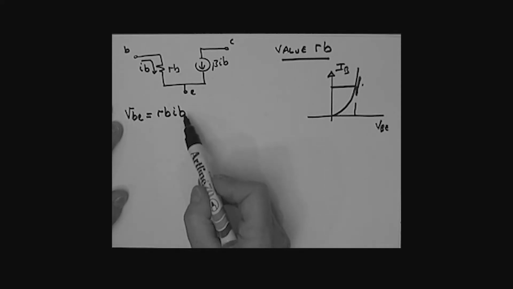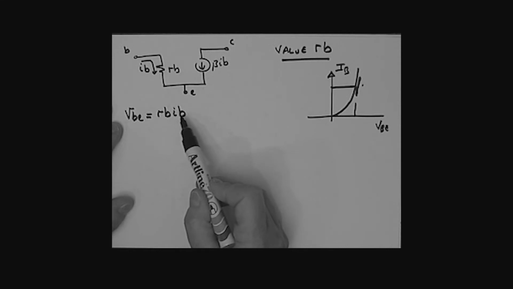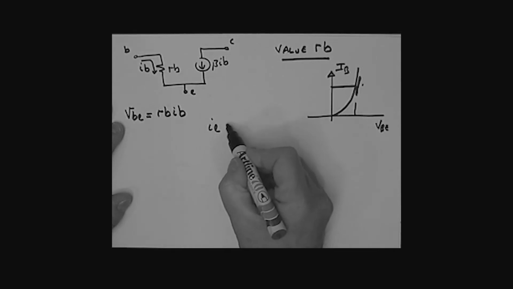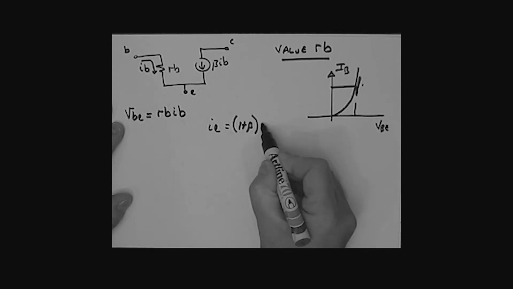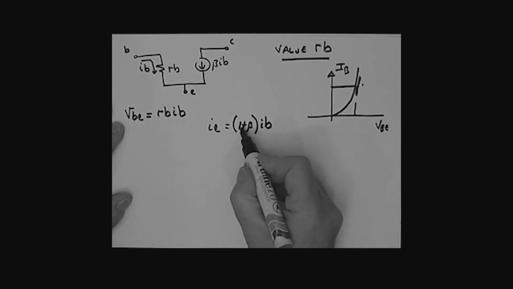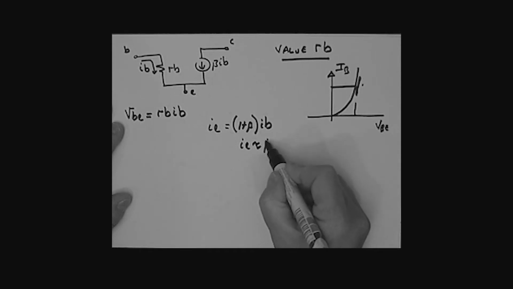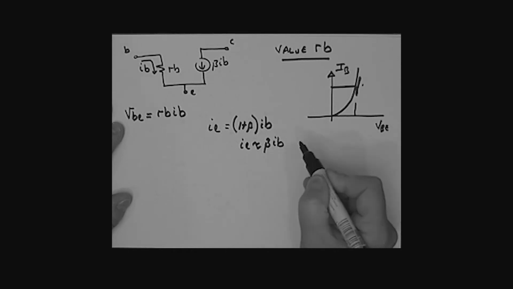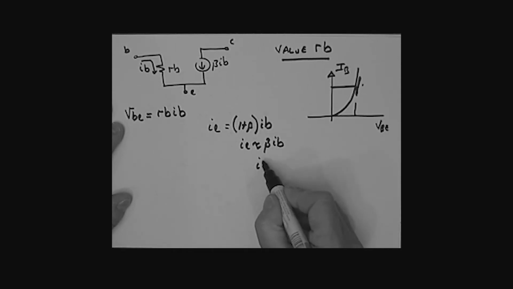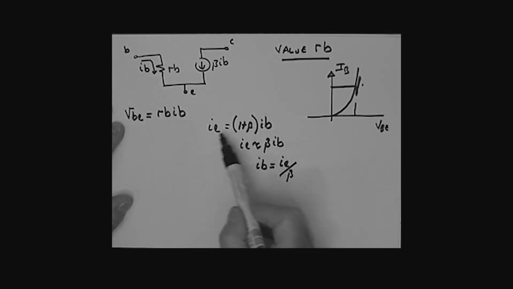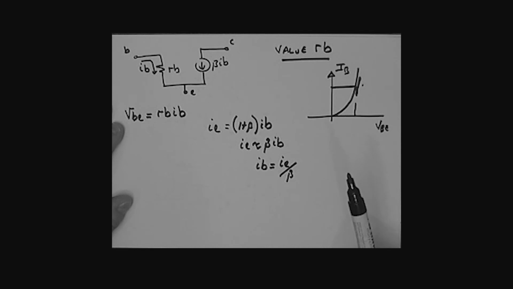Now, we could rewrite this equation in terms of IE. Remember, IE is equal to (1 plus beta) times IB. If beta is large, IE is approximately equal to beta times IB. Playing with this equation a little, we can say IB is equal to IE divided by beta. That relationship we looked at in the previous video is the same basic relationship, except now we're talking about the AC components, and I've rewritten IB as IE over beta. I want you to convince yourself that that is the case.